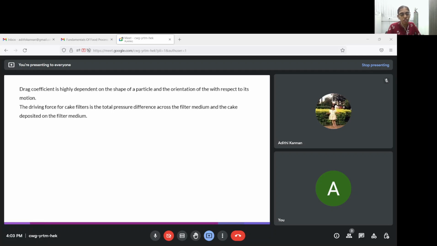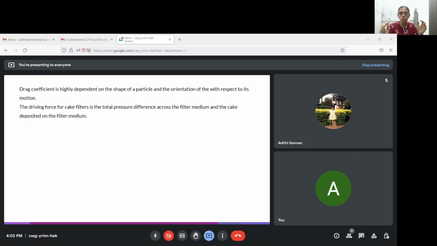And for cake filters, cake filtration is the normal filtration process that you see. You will have a filter membrane, and you pass the slurry through the filter. What happens is over time, all your particles that are bigger than the filter size will accumulate on the top, whereas those that are smaller will come down as filtrate.